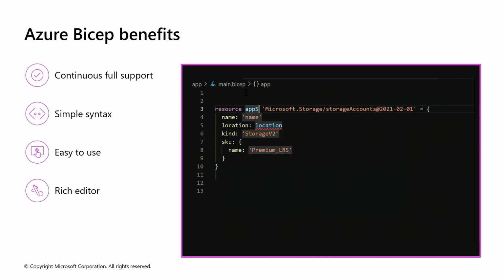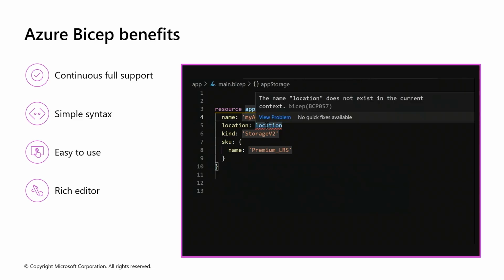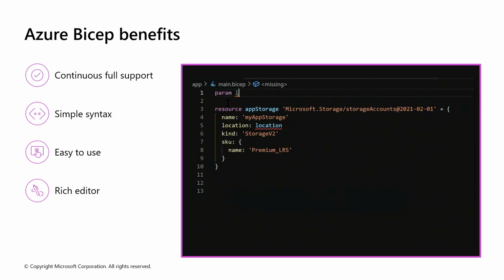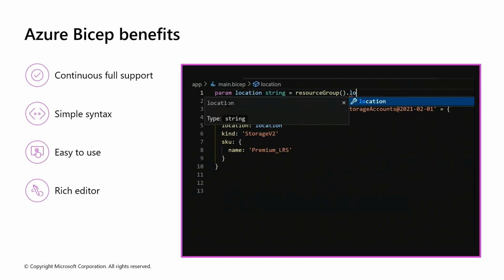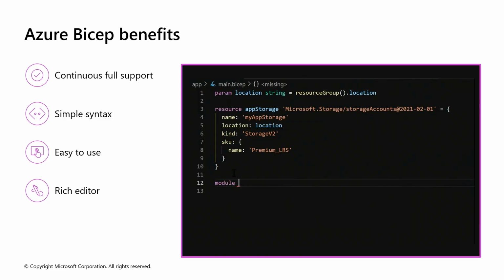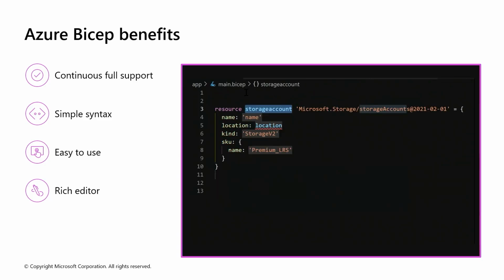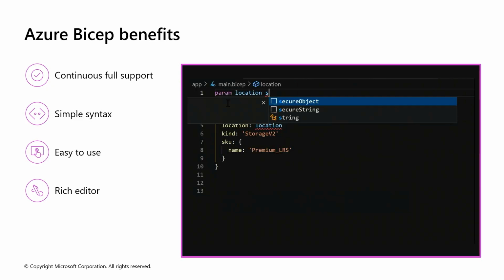Here we showcase the strengths of Azure Bicep as a domain-specific language for deploying Azure resources. Bicep offers continuous full support for all Azure resource types and API versions, allowing developers to immediately use new features without waiting for tool updates. Its simple syntax makes Bicep files more concise and readable compared to equivalent JSON templates, and it's easy to use even for those without prior programming experience.